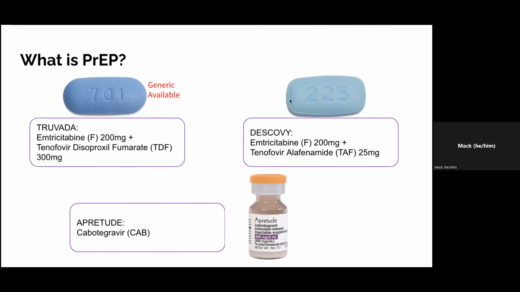Where's the F in emtricitabine? Can you tell that to me? It's from the chemical name. It's a fluorinated derivative of one of the other antivirals. So F for fluorine, it sounds like.